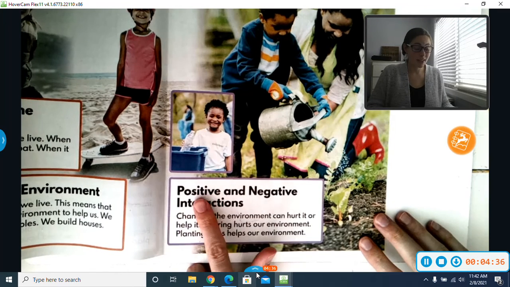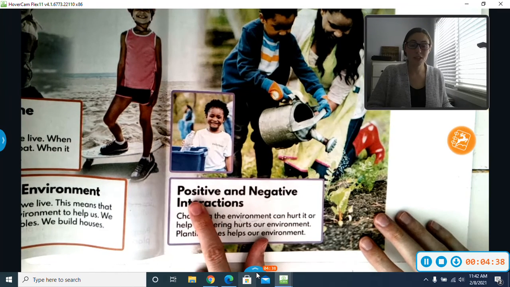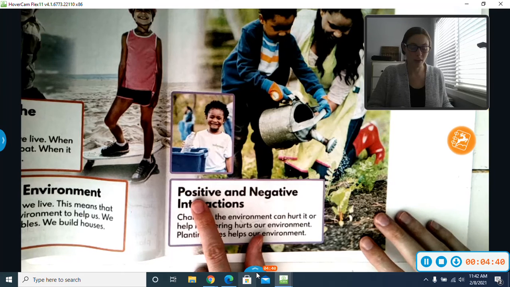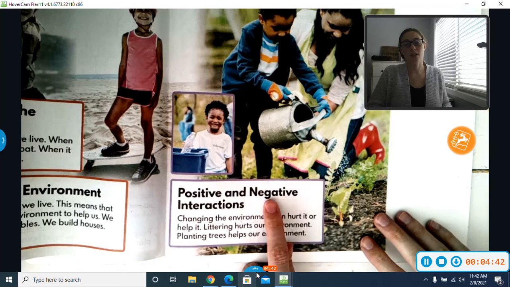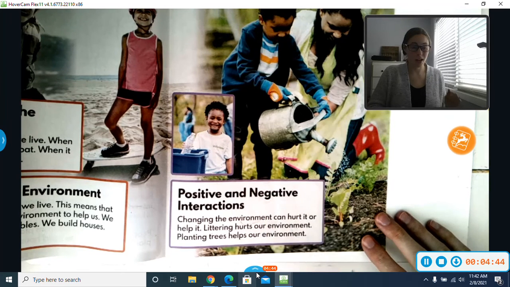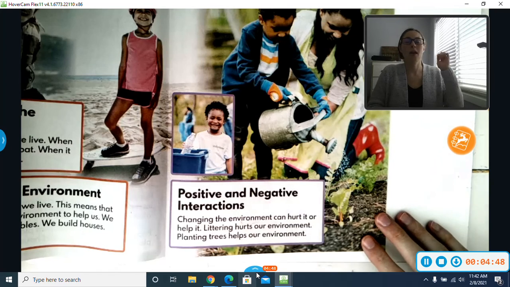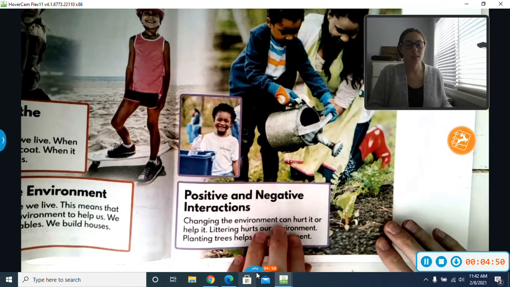So positive and negative. Positive interactions are those things that help the environment, and negative ones are the ones that hurt it. Like when people leave their trash out in the road or in the woods or on the trail or at the beach. Those things are negative interactions.